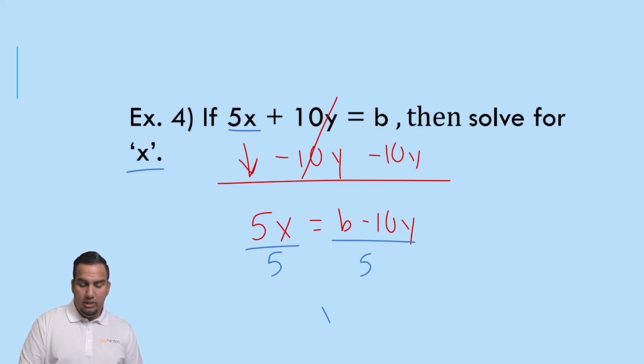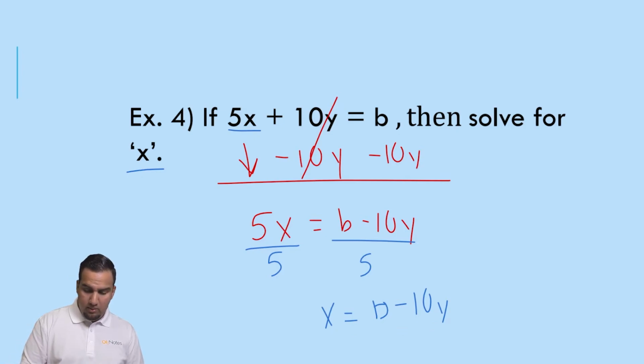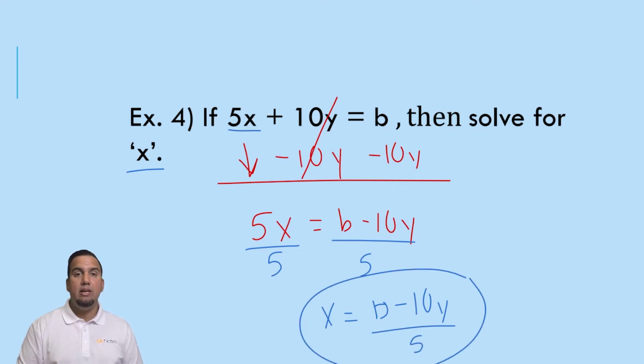And my final answer is going to be x is equal to b minus 10y over 5. And that's my final answer. B minus 10y over 5. And that's how I isolate x.